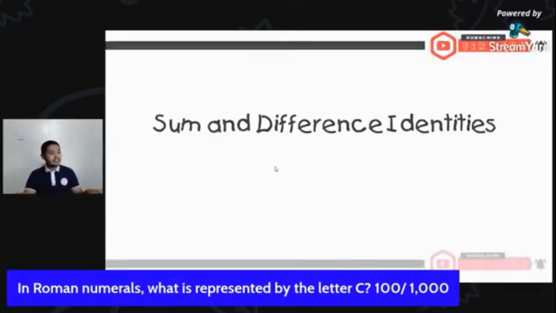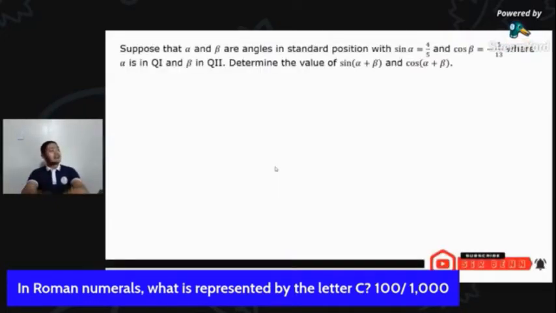Sum and difference identities. Suppose that alpha and beta are angles in standard position with sine alpha equal to 4/5 and cosine beta equal to -5/13, where alpha is in the first quadrant and beta is in the second quadrant. Determine the value of sine (alpha plus beta) and cosine (alpha plus beta). Just like what I've said a while ago, we are not going to use a formula here. The first thing to do is to illustrate the given example.